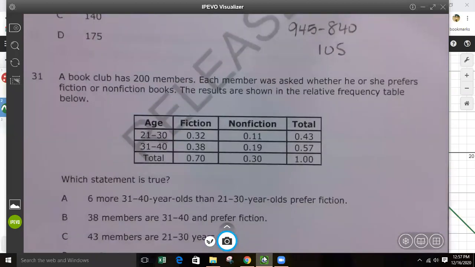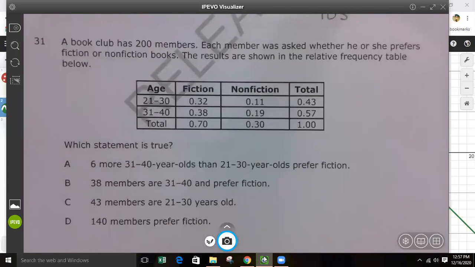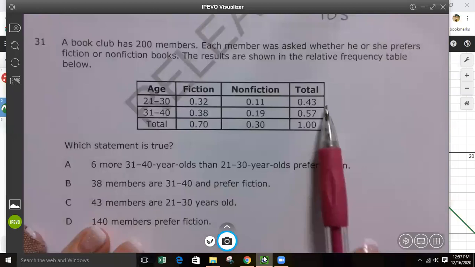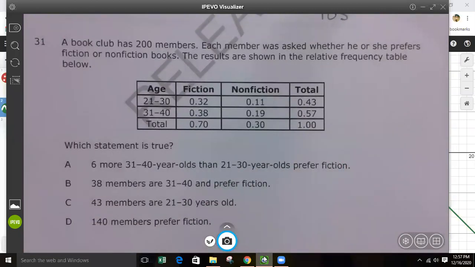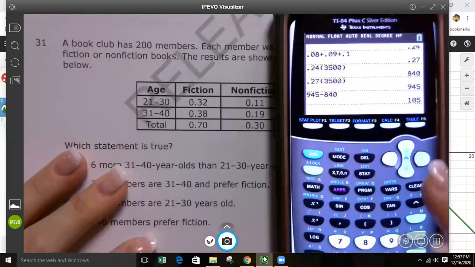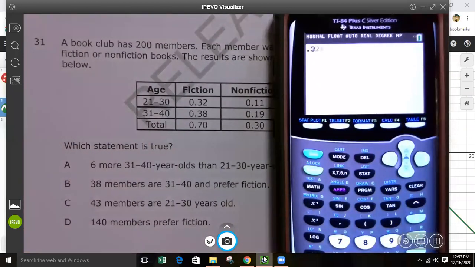All right, next one. A book club has 200 members. Each member was asked whether he or she prefers fiction or nonfiction books. The results are shown in the relative frequency table, so it's the same exact thing that we just did. So what I did on this, they gave you the totals. I just went ahead and multiplied all of them by 200. So this one asks all kinds of crazy stuff. So I just went ahead and did all of them.